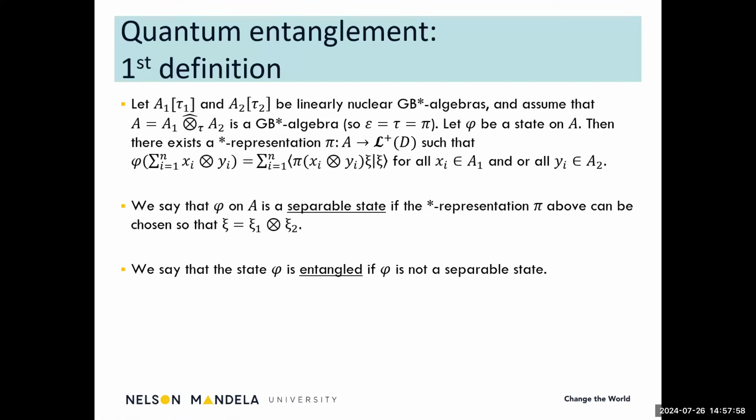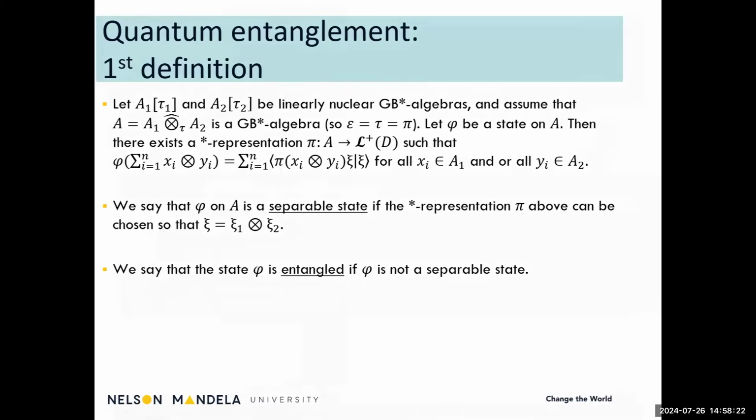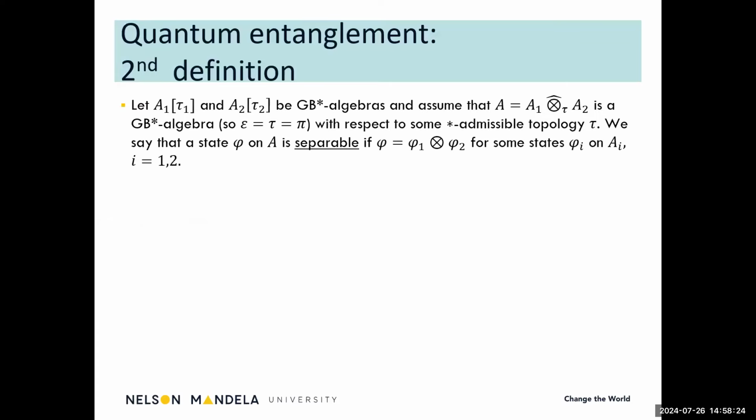The only problem with this definition is that now it depends on how we represent our tensor product GB star algebra as unbounded operators on some Hilbert space. It depends on what the star representation is. So we remember that the L dagger D contains unbounded operators. So maybe something more suitable is the following. The second definition.